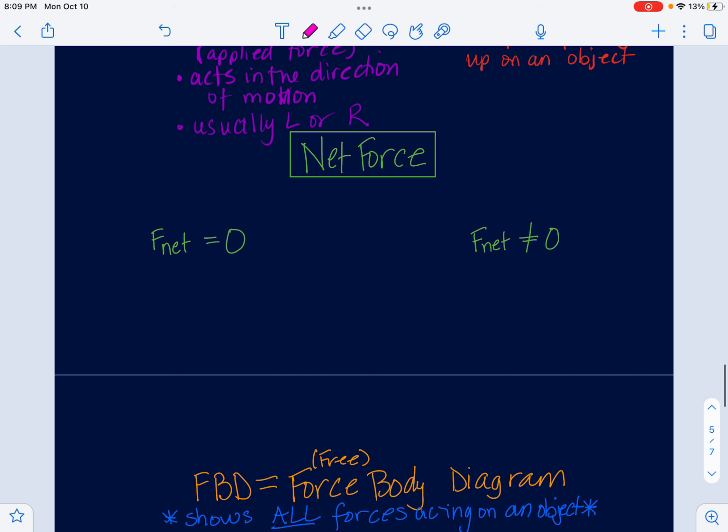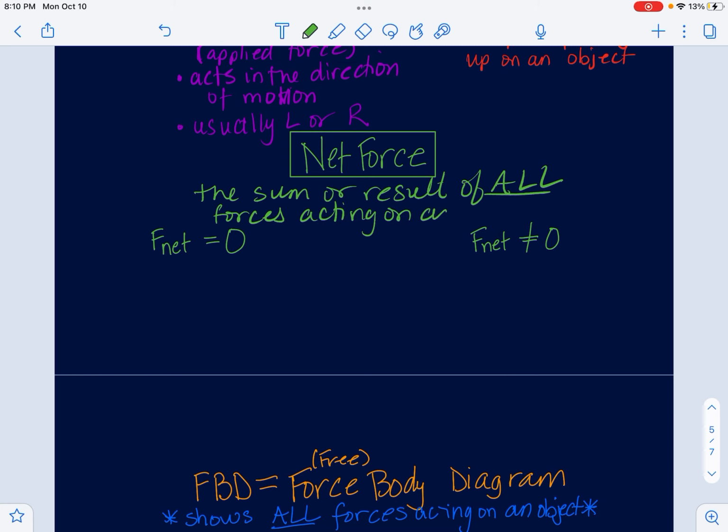We're going to talk about the net force. When we refer to the net force, what we're talking about is the sum or result of all of the forces acting on an object. So again, the sum or the result of all forces acting on an object.